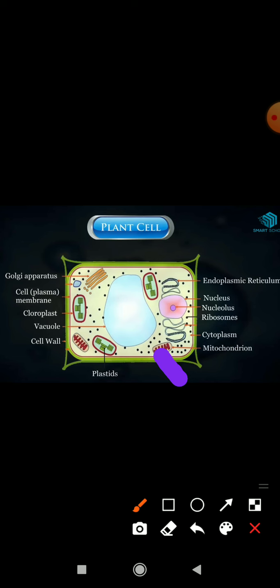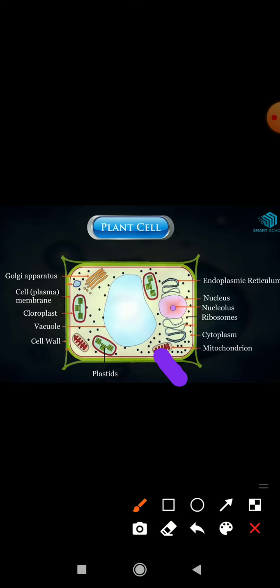Mitochondria is also called the powerhouse of the cell because it contains energy in the form of ATP, adenosine triphosphate, and it is also called the energy currency of the cell. So in exams, many times a question asks which cell organelle is known as the powerhouse of the cell. The answer is mitochondria. And the next one, vacuoles.